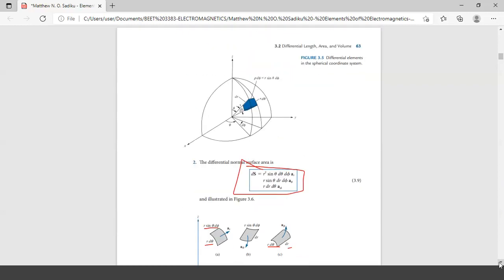So the differential normal surface area: we take the side r sin theta d phi with the side r d theta, so the normal direction is the r direction. We take the surface r sin theta d phi and dr, so the normal is in the theta direction. We take the surface dr r d theta, and the normal direction is the phi direction.